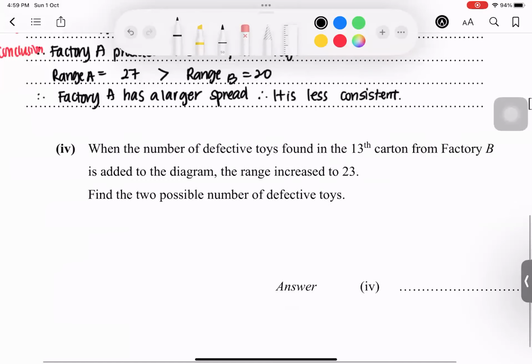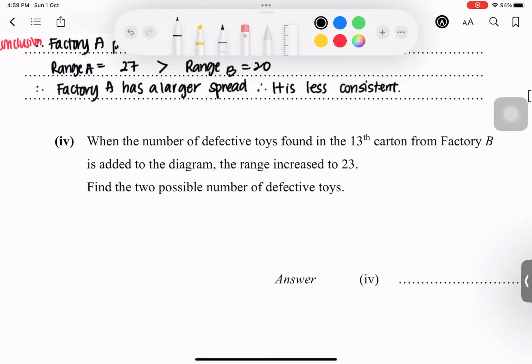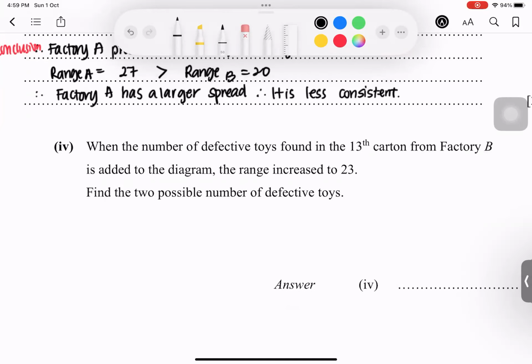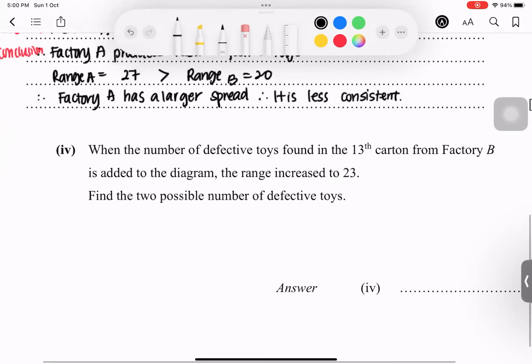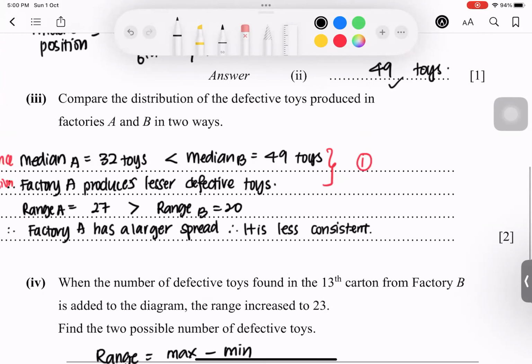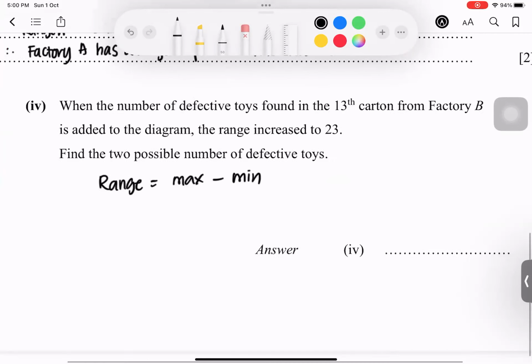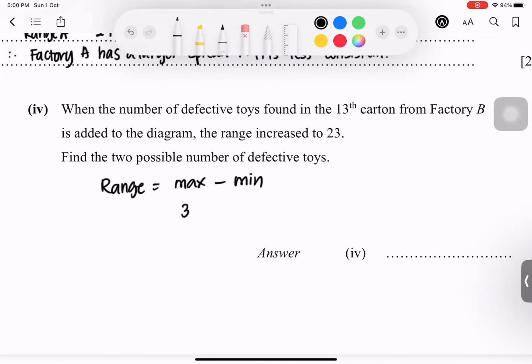Okay, next question. When the number of defective toys found in the 13th carton from factory B is added to the diagram, the range increased to 23. So when you have 13 toys, right, what are the two possible ends? So range is given by maximum minus your minimum. So if I were to increase my range, my original range for B is 20, right? So that means either my maximum value increased by 3 or my minimum value decreased by 3. So what are the two possible answers?